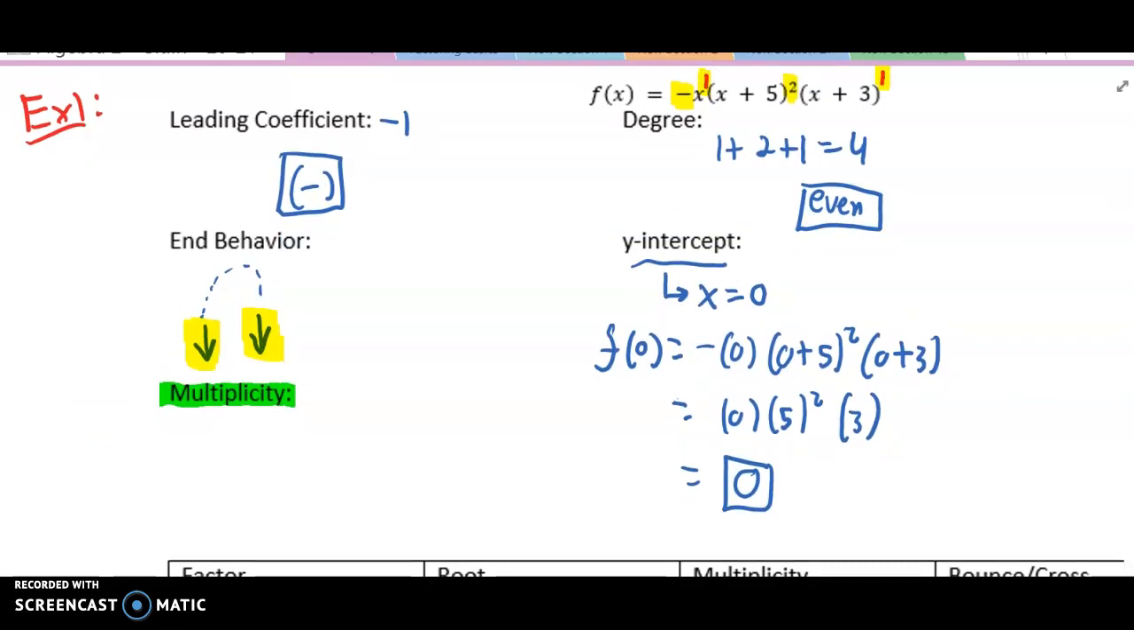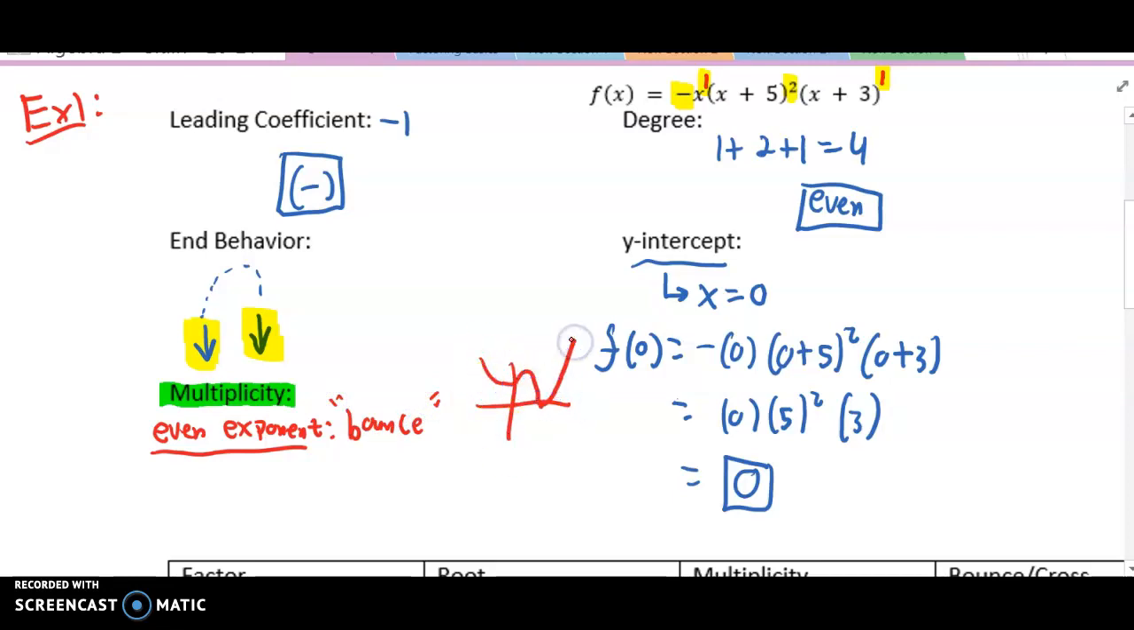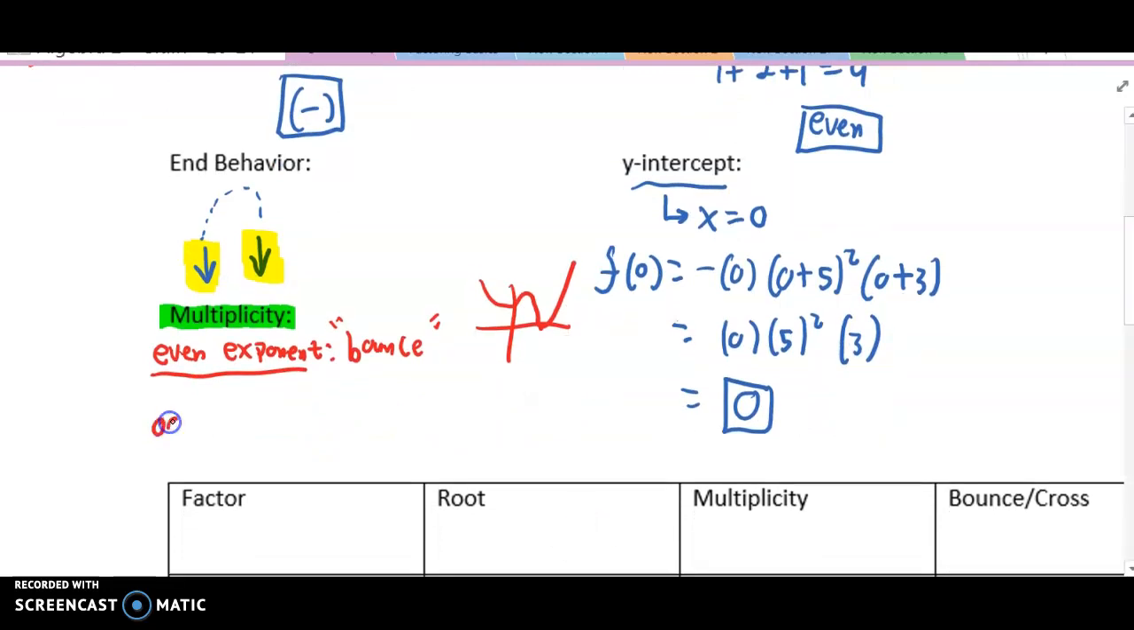So the significance of multiplicity is that if it is an even exponent, the curve will bounce off the graph at that point. It'll look something like this. It'll bounce off and keep going. If it is an odd exponent, it will cross through that point on the graph. So it'll look something like this. Just crosses straight through. Okay.